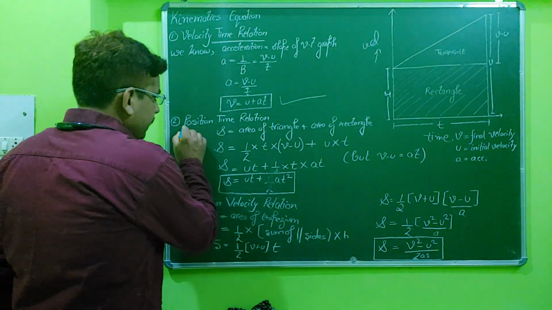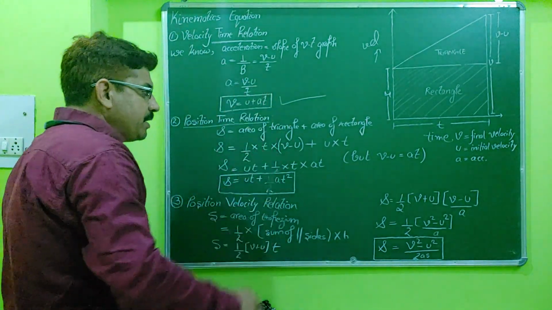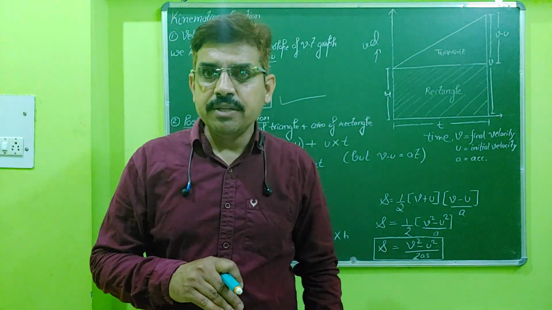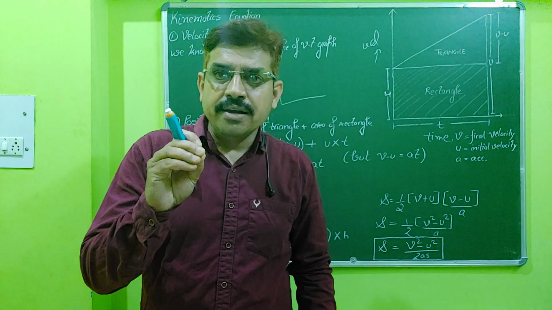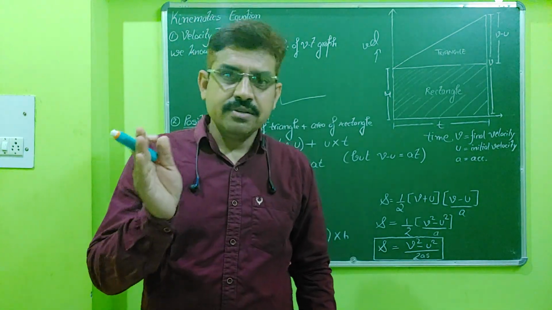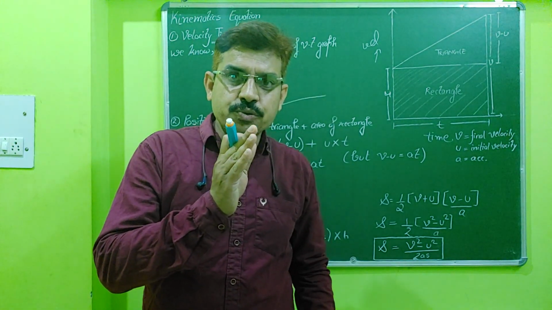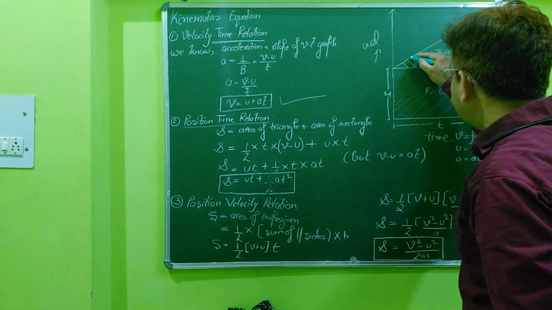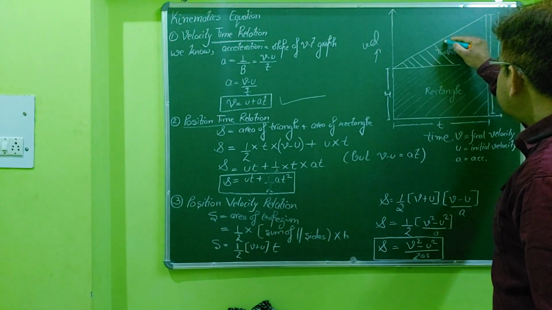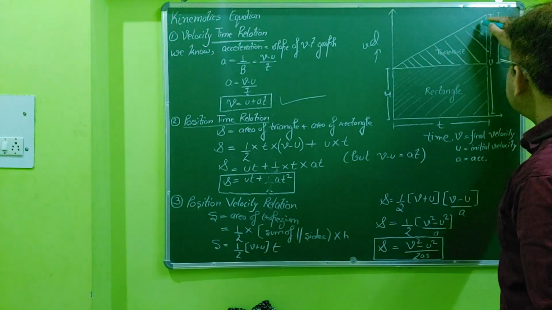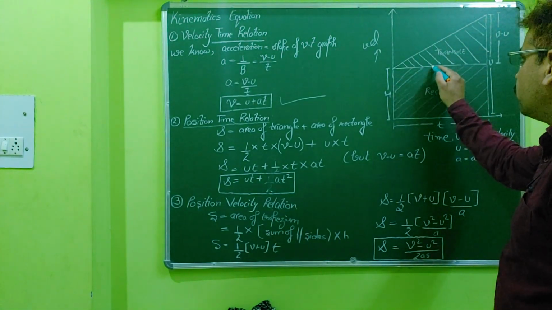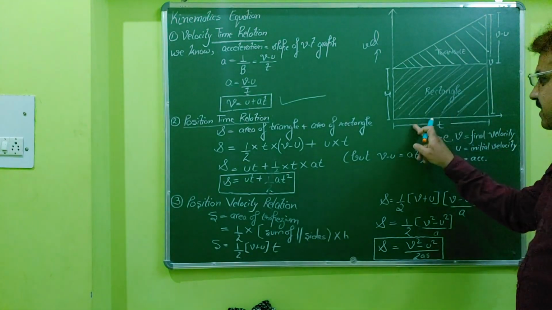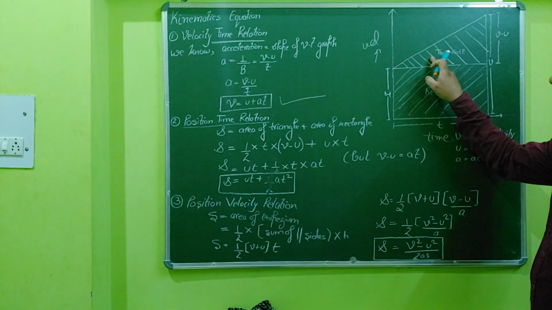Second is the position-time relation. When we go for position and time, I also shared with you that the area under the vt graph gives displacement. So I have to consider the whole area. This is the area, and this is also an area. So we have two areas. If we see this area, this is a rectangle and this is a triangle.